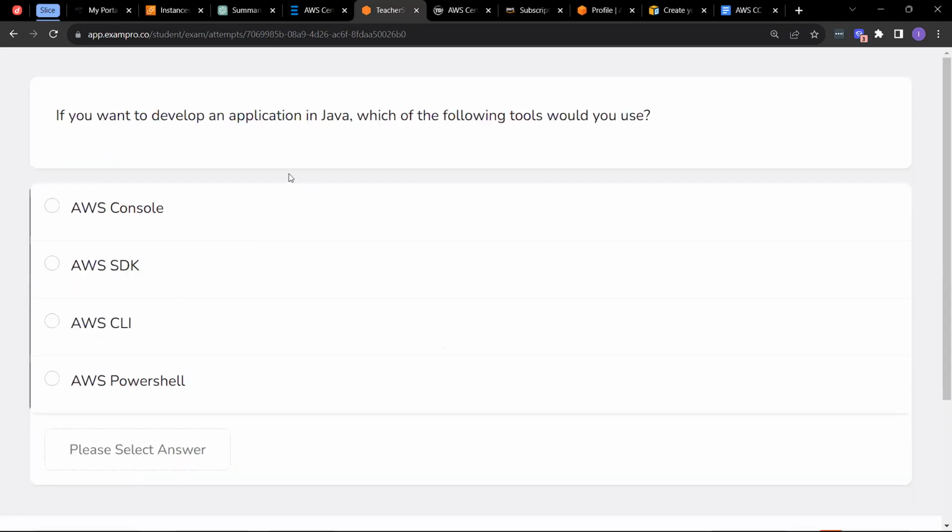If you want to develop an application in Java, which of the following tools would you use? The question is very ambiguous. So you want to develop an application in Java. Which of the following tools would you use?